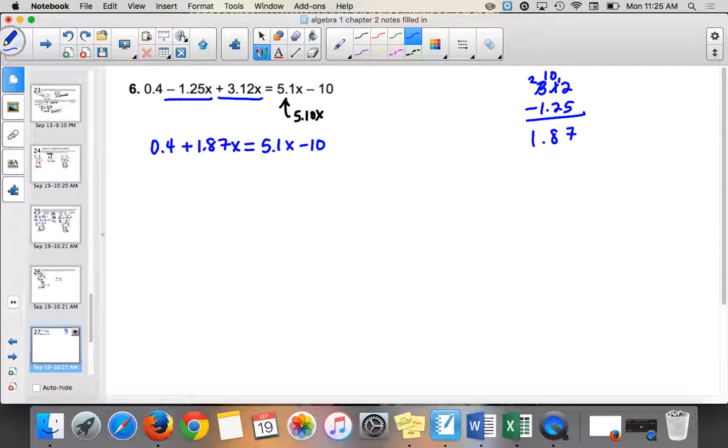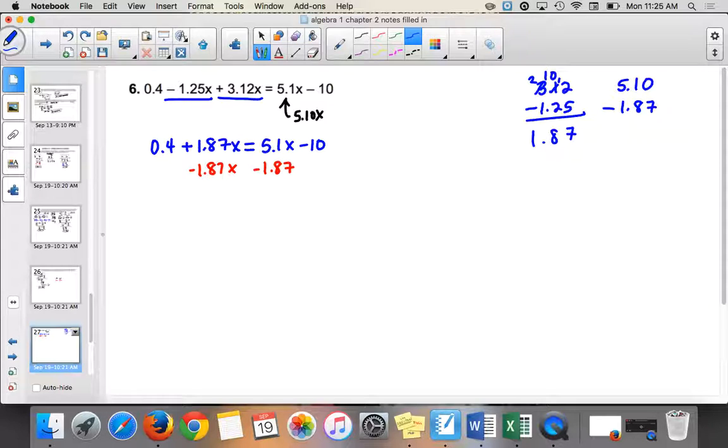And I get equals 5.1x minus 10. All right, so I have 5.1x, and I'm subtracting the 1.87x over. So I'm going to subtract this over. And now we have 5.1 minus 1.87. So a lot of times people mess this up because they forget they line up the decimal places. Don't line them up that way, right? We can add a 0. So it's 5.10 minus 1.87.